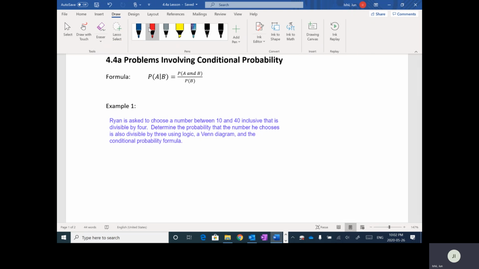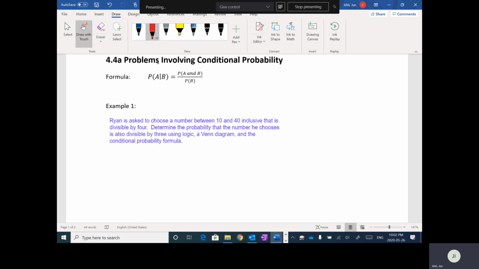So this formula that we've got here, I'm going to explain what the notation is. This probability of A given B is the probability of A happening given B. These are both events. If we know that event B has happened, we're going to find the probability of A. And this is equal to the probability of A and B happening divided by the probability of B.